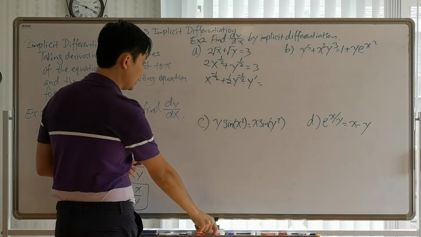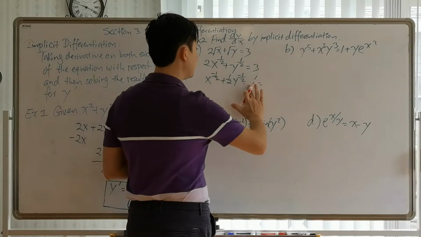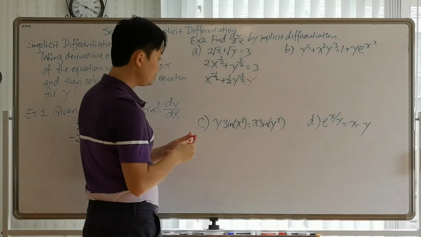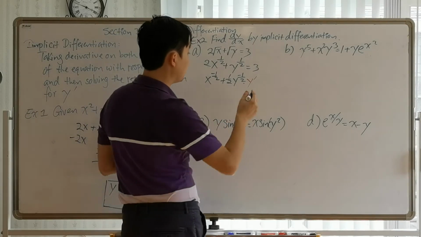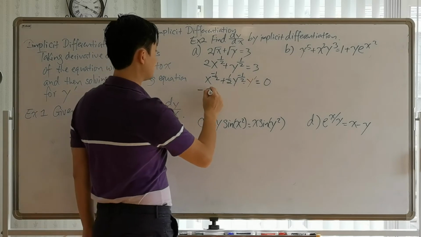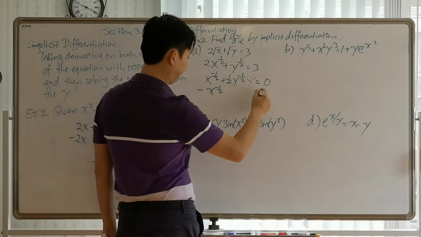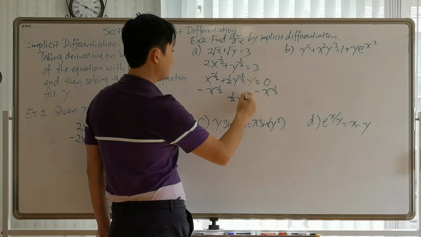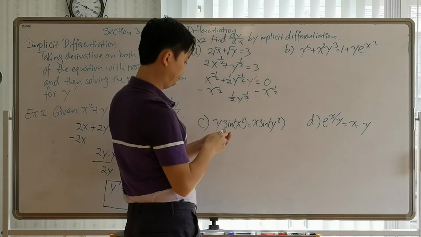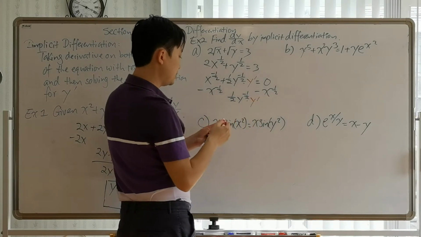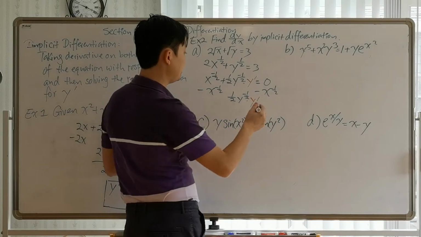Let me just put in the indicator: y prime, that's what we need to isolate eventually. And the derivative of 3 is 0. To solve for y prime, subtract x to the power of negative 1/2 from both sides. So we have 1/2 y to the power of negative 1/2 times y prime equals negative x to the power of negative 1/2.